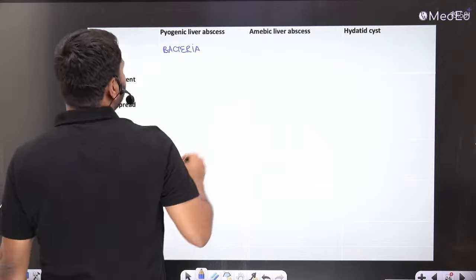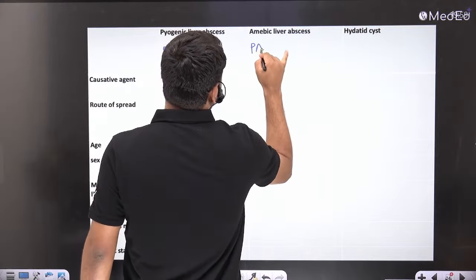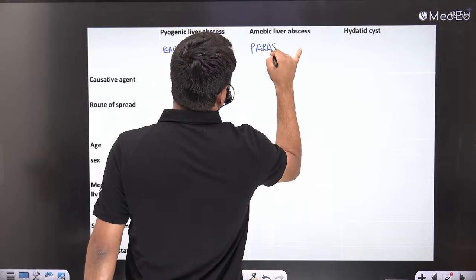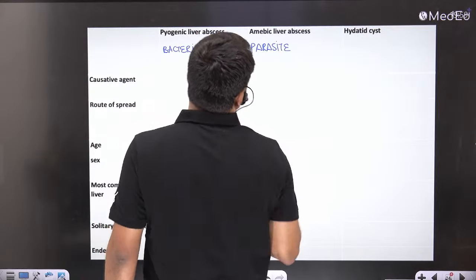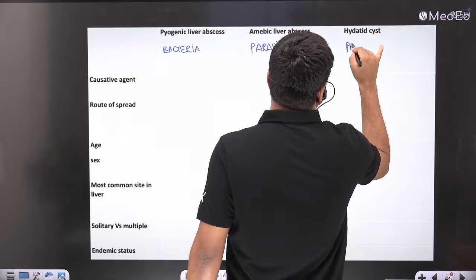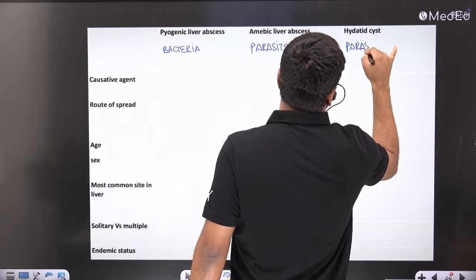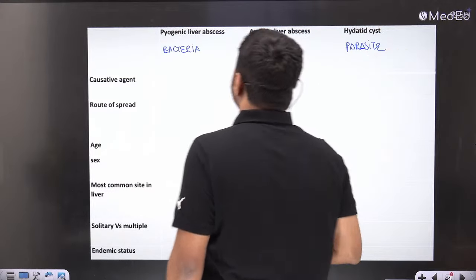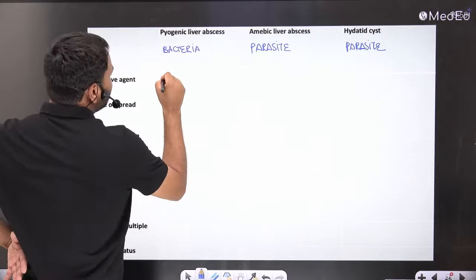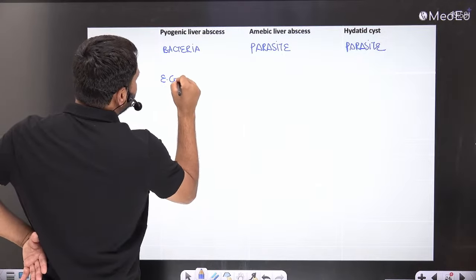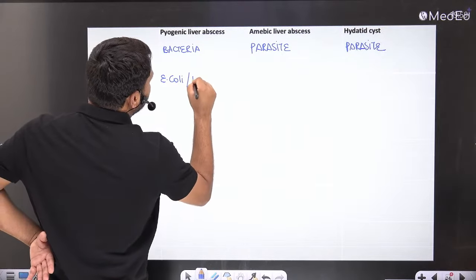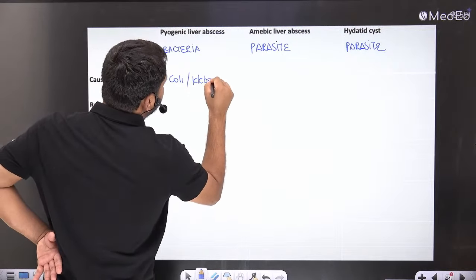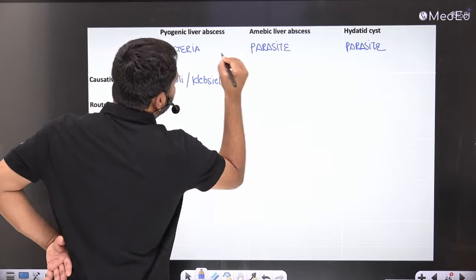Whereas your amoebic liver abscess is caused by a parasite. Whereas your hydatid cyst is also caused by a parasite, right? Now, what is the causative agent? For pyogenic liver abscess, it is usually caused by E. coli or Klebsiella. These are the brothers which always go together.